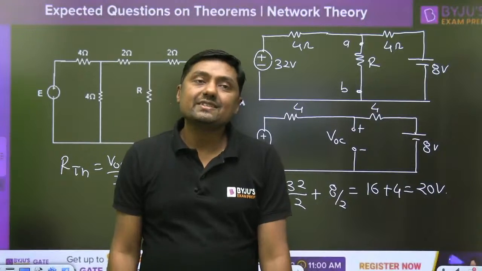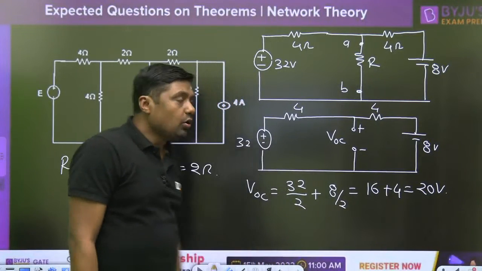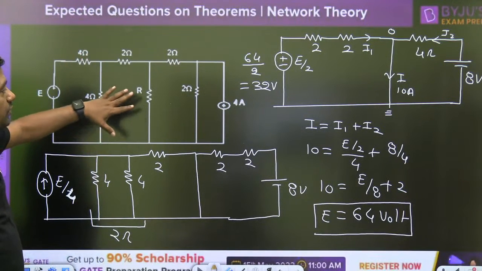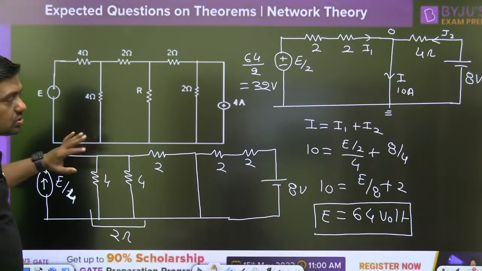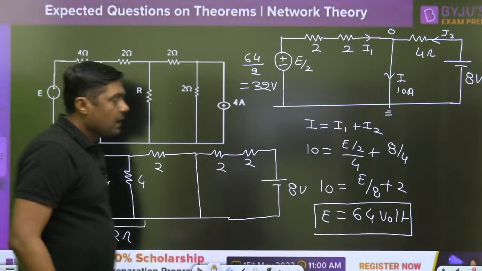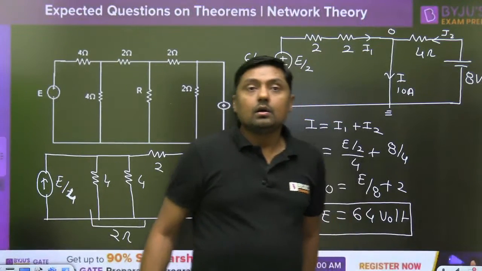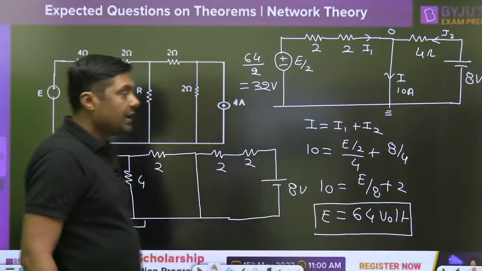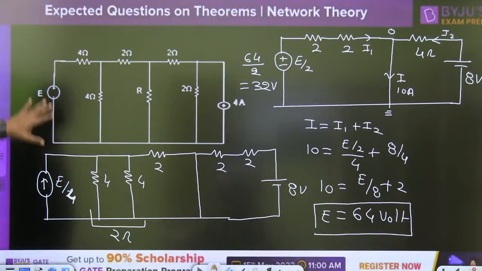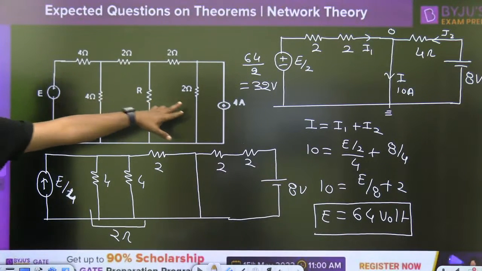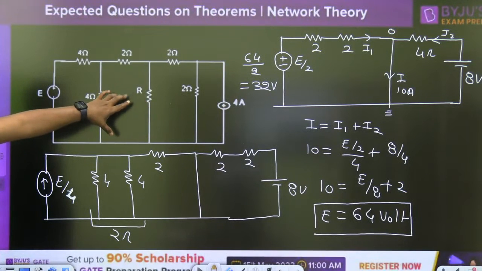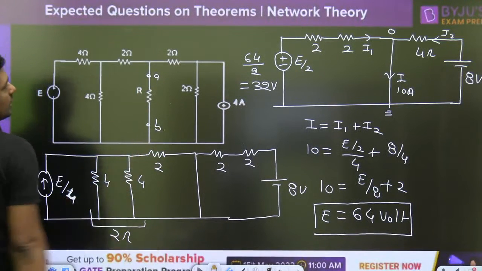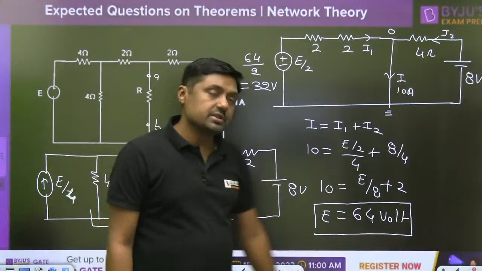Okay? Very easy. Right? Already we have the value of ISC. You can also find the value of the VOC, and then VOC upon ISC you are going to get the RTH, and then you can solve this particular question. Yes, RTH is 2 ohm. It is correct. Directly we can find: make it short circuit, make it open circuit, and directly you can find the RTH across AB. RTH is nothing but the 2 ohm resistor.